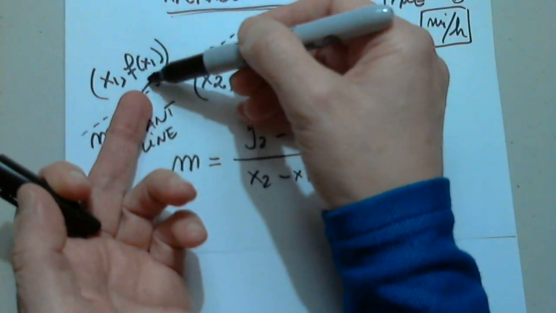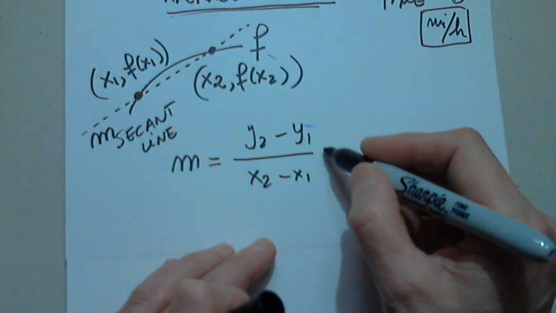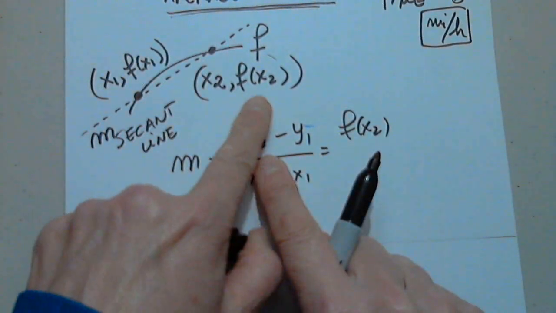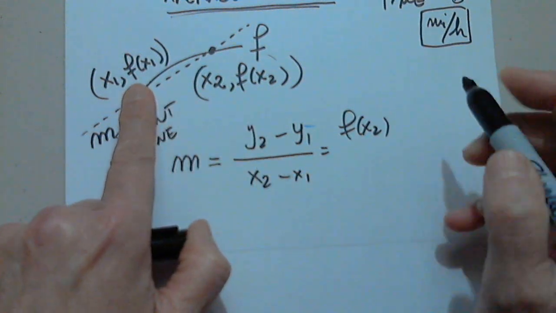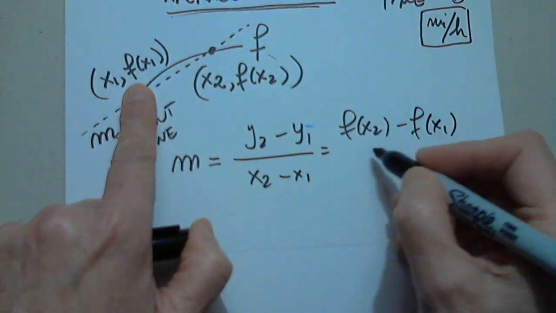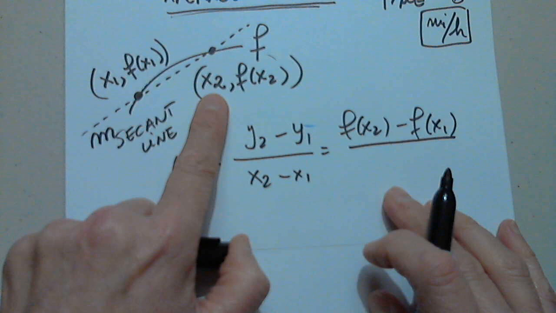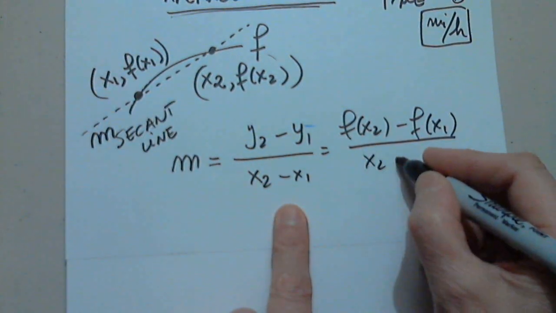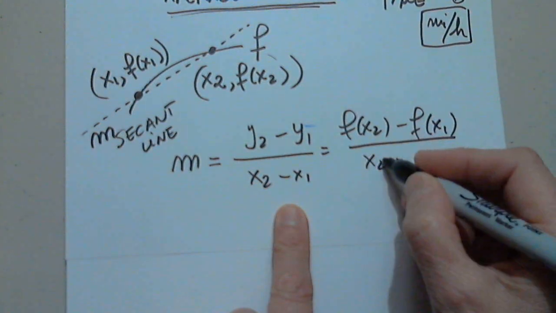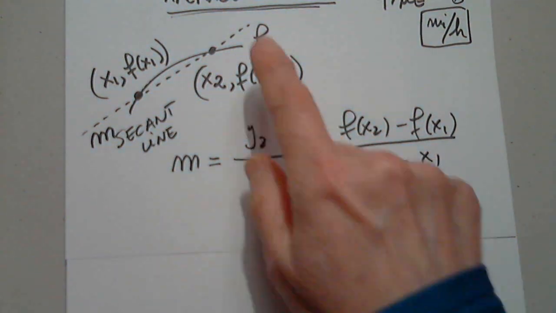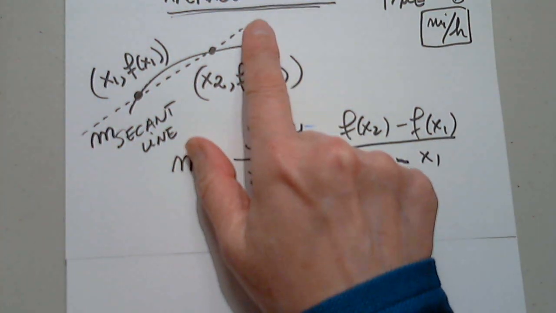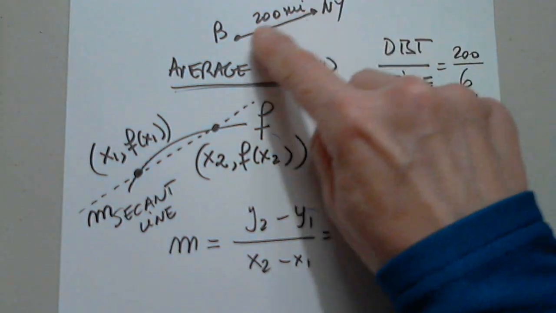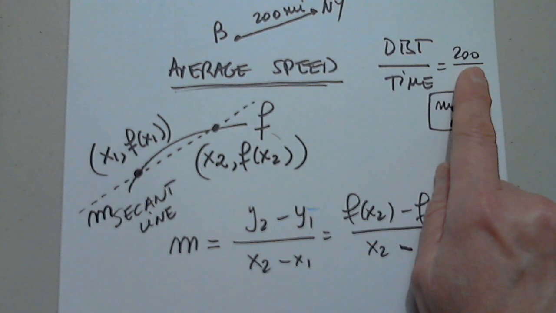And this is Y1. So for the average rate of change, we will write f of x sub 2, Y2, minus f of x sub 1 over x sub 2 minus x sub 1. Exactly the same formula. And this is exactly how I determine this. How come? Yes, the distance. Y2 minus Y1, the distance was 200.